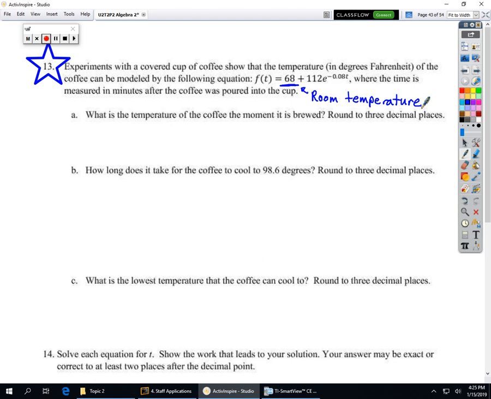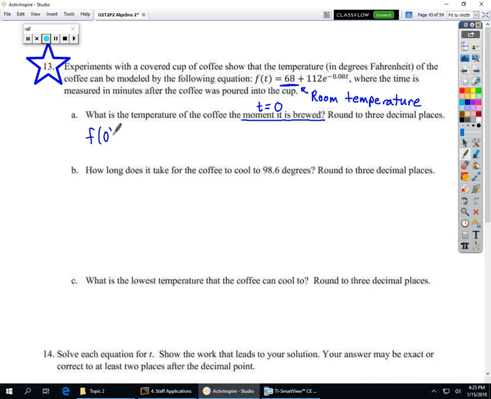Of this function, where time is measured in minutes after the coffee was poured into the cup. So the first thing it asks is, what is the temperature of the coffee the moment it is brewed? The moment it is brewed means T equals 0. What happens at 0? So plug it in.